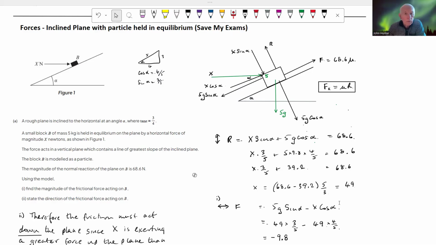Right, we've got a worked example here in the forces section. This is an inclined plane with a particle held in equilibrium. This is courtesy of Save My Exams.